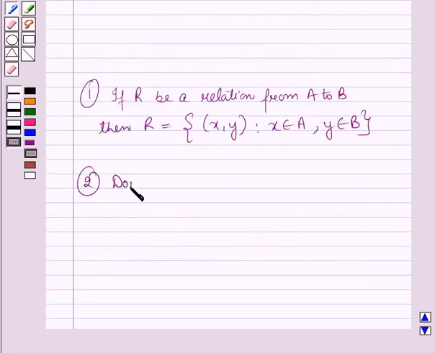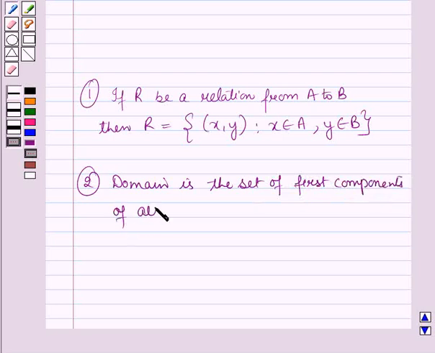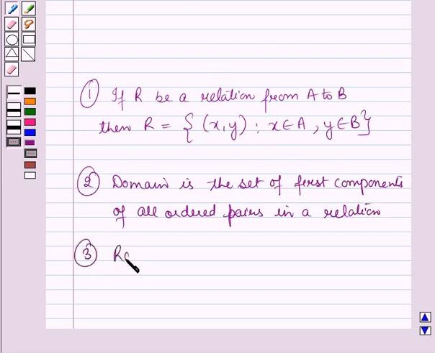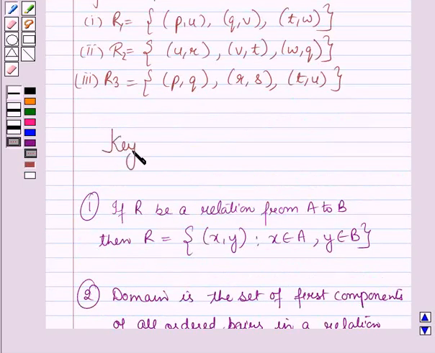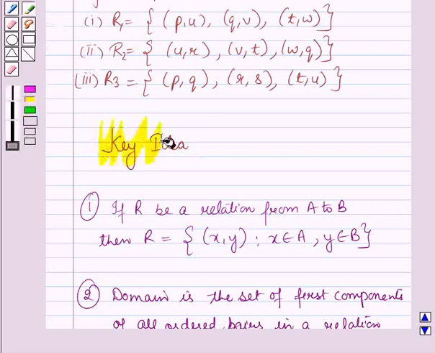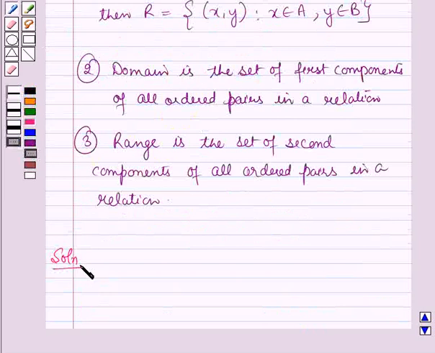Second is, the domain is the set of first components of all the ordered pairs in a relation. And third is range. Now range is the set of second components of all the ordered pairs in a relation. Now these results will work out as a key idea for solving out this question. And now we will start with the solution.